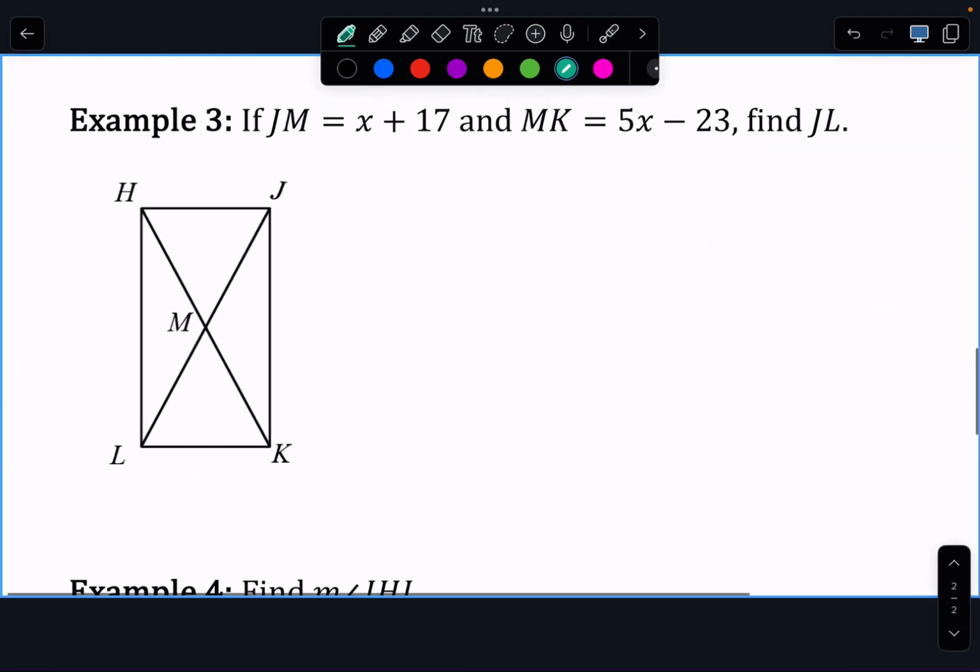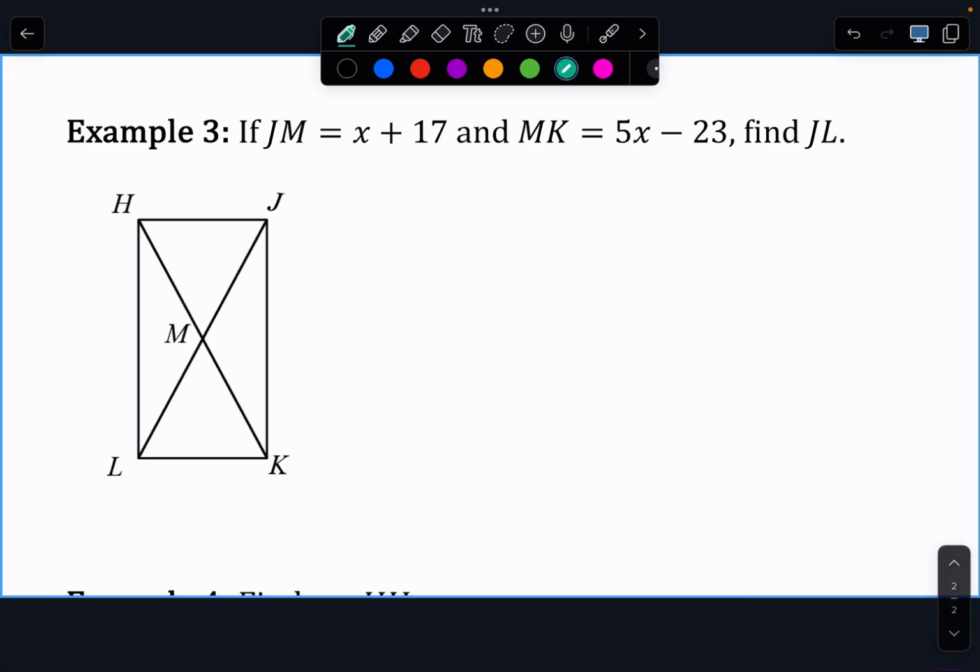All right. In example 3, this is a rectangle. I'm going to give you a moment for you and your elbow partner to work together to find X.